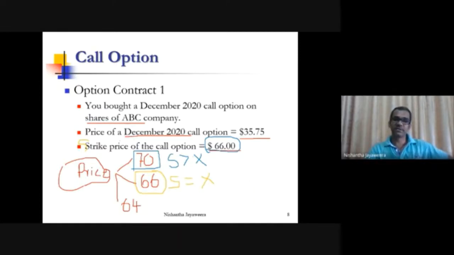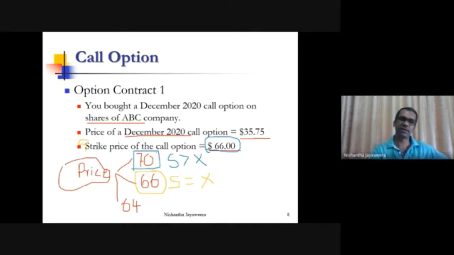In the previous instance, that means when the price is 70, remember, as the option buyer, you have to exercise your right. You have to inform the counterparty, hey, my option is expiring on this date and I want to buy shares. So you have to tell or inform the counterparty.